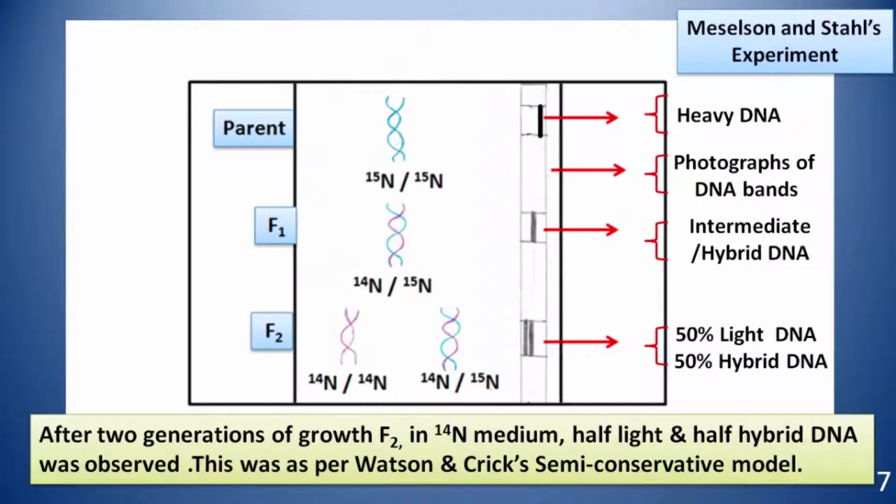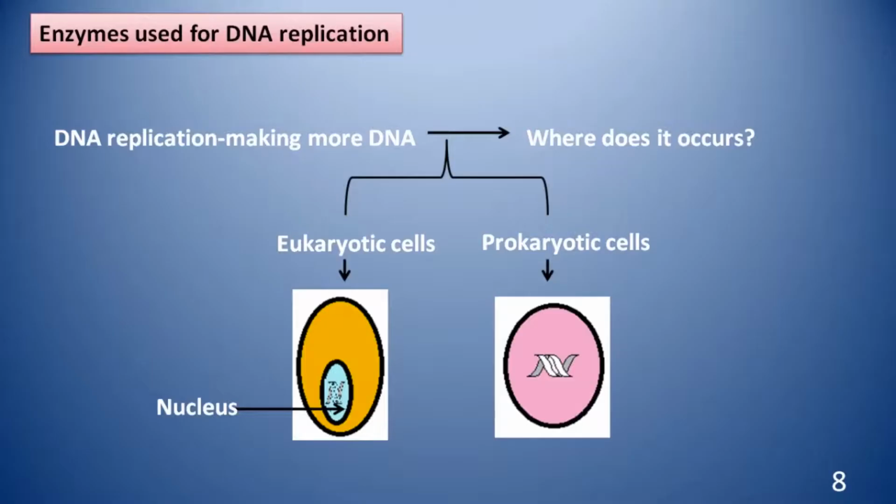So when they tested this on gel, they found that the heavy DNA is on the lower side and the intermediate is in the middle, and in the F2 generation it was 50% light and 50% hybrid type, containing both heavy nitrogen and light nitrogen. So after 2 generations of growth in N14 medium, half light and half hybrid DNA was observed, and this was as per the Watson and Crick semi-conservative model. It's very easy to understand.